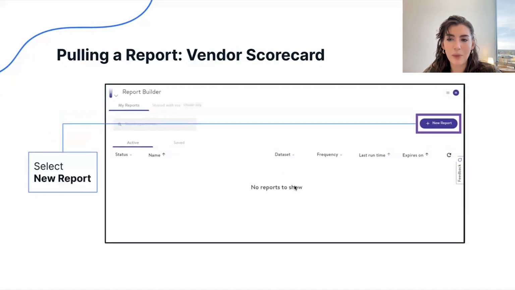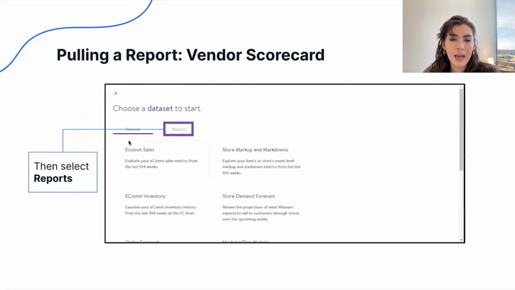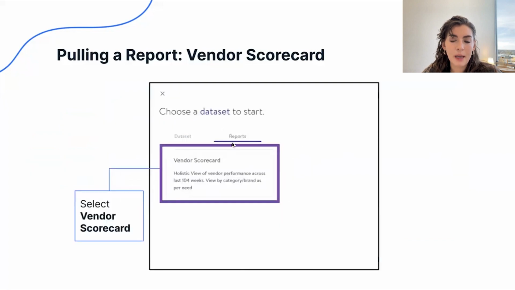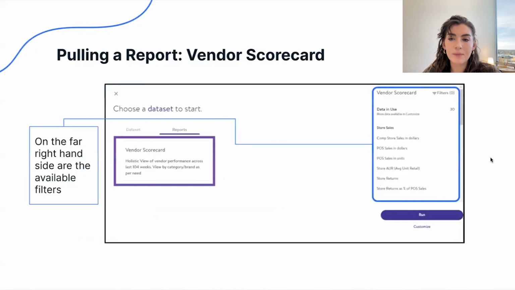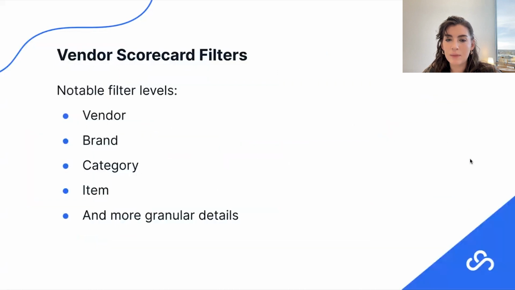So we'll start in My Reports. You click Build New Report, pretty simple. And then you have to choose a data set to build these from, and you can kind of click in and they'll show you what those attributes are. You can also select reports. And this will be something that you've already built. So you would click vendor scorecard. And like I said, it'll pull up some of the data that's in use, some of the things that you're able to pull from. Those are the available filters.